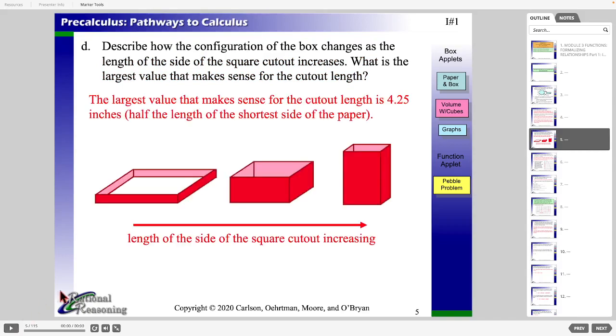Okay. So what happens to the box? If I make a shallow cut, make x small, I get a shallow box. To get a deeper box, I have to make deeper cuts, and it's not as wide. So as the length of the sides of the squares increases, what I start to see is that the area of the base becomes smaller and smaller.